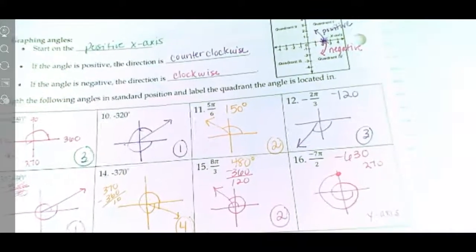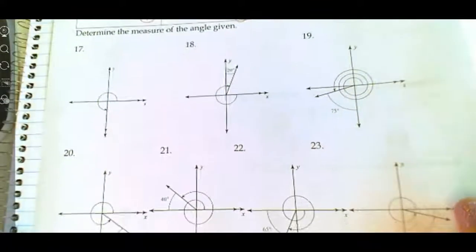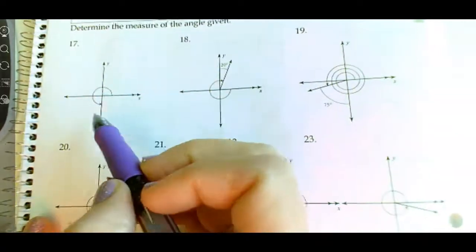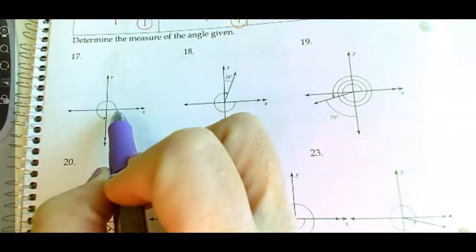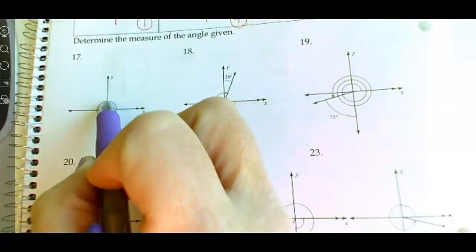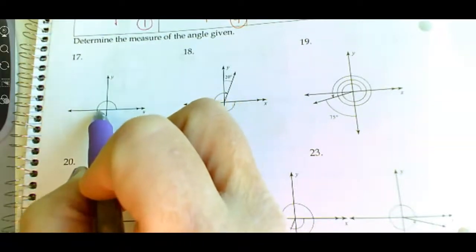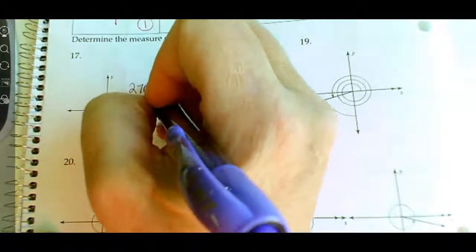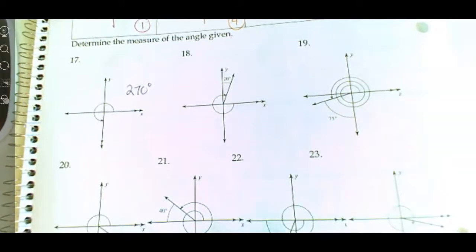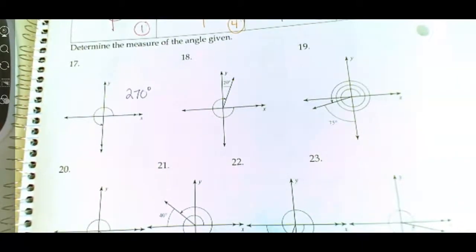Now, last thing that we want to do is figure out the measure of the angle. It's one that they have drawn for us, and what we have to do is figure out what angle it is based on their drawing. So in number 17, it started here like always, and it went to there. So I know that if I start here and go there, that's 90, 180, and then 270. So that's just 270. If the answer choices were in radians, then you just change them and figure out which one's 270.